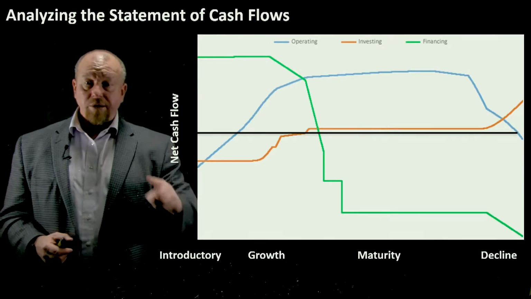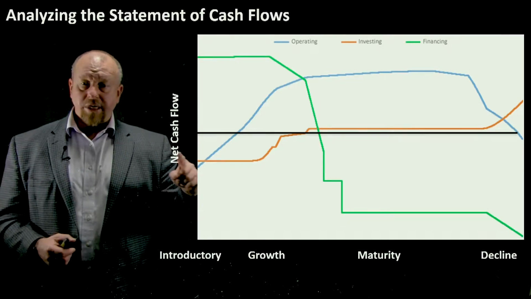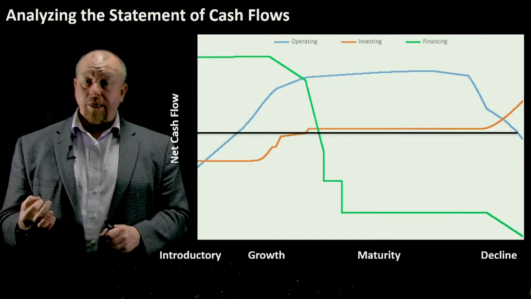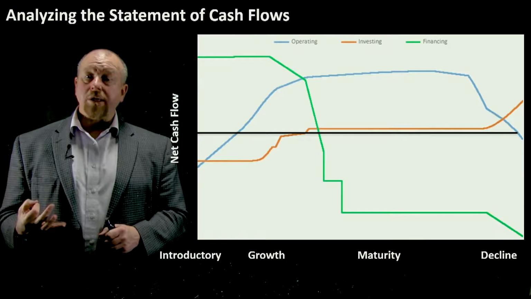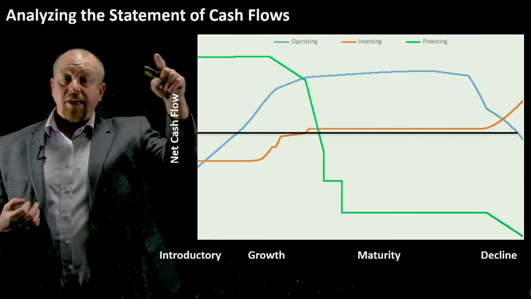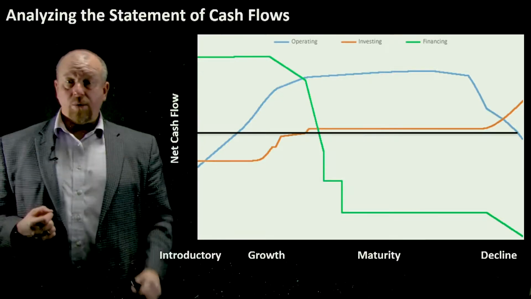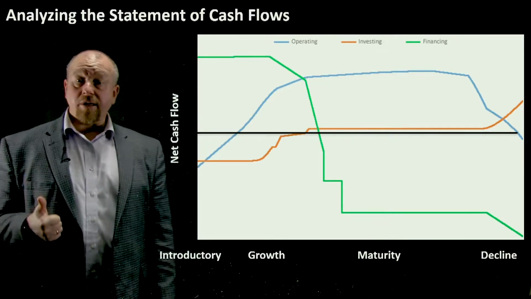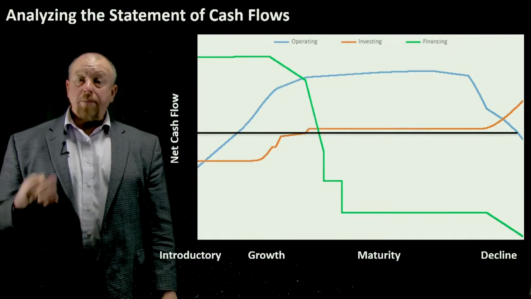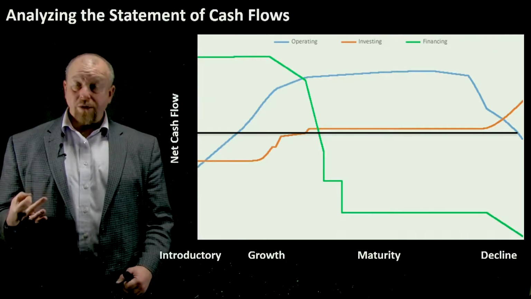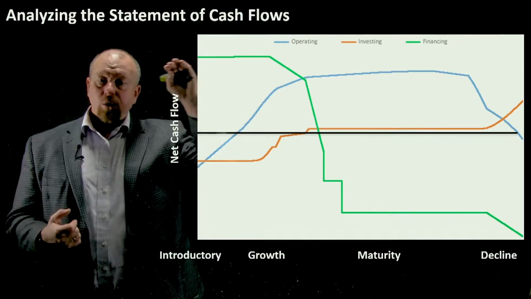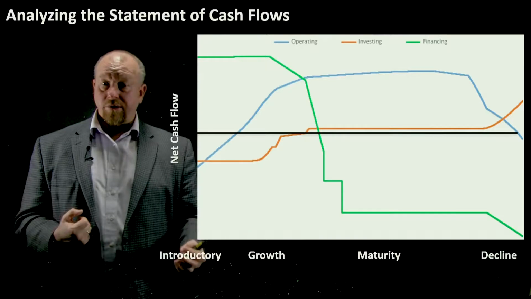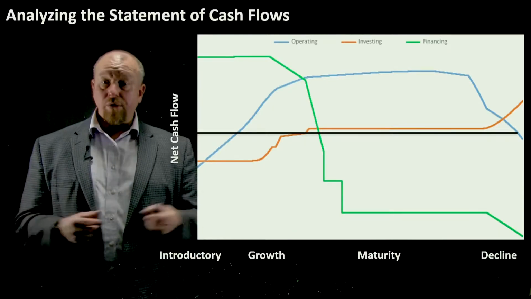So if we have down here cash leaving the organization because we're investing in infrastructure and we're paying for operating expenses, well, where is that cash going to come from? It's got to come from financing activities, this green line right here. We're either going to need to issue stock and obtain funds from investors, or maybe borrow money from a bank or from another lender. But those financing activities really are providing the seed money that we need during this introductory phase. And we see during the growth phase as well.